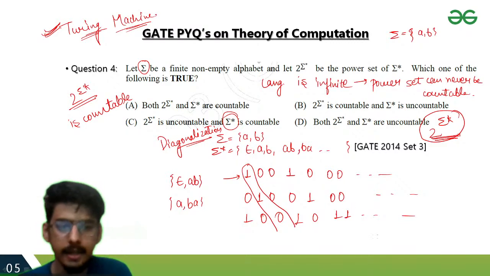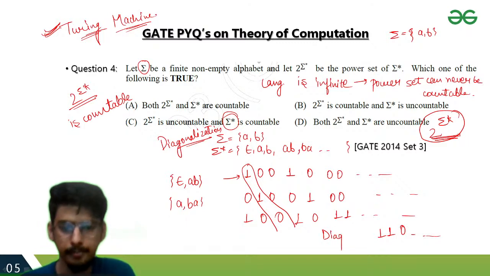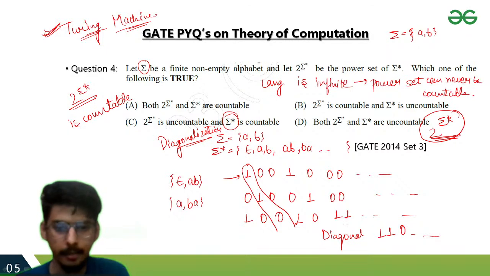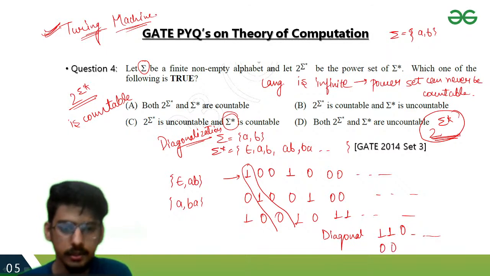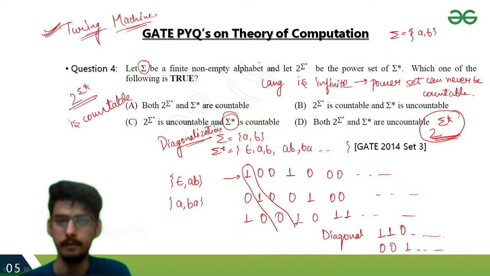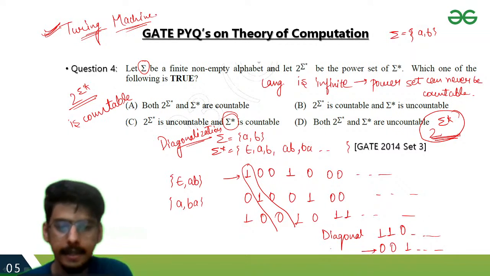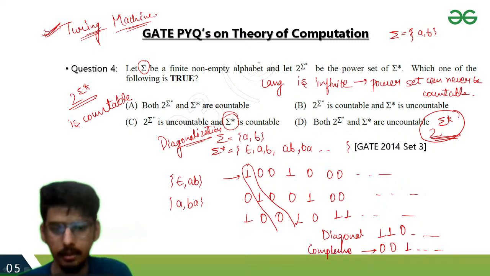So what is the element? I will have 1, 1, 0, and something, and so on. Okay, this is the diagonal element which I got. Now if I complement every element of this diagonal element, I will put 0, 0, 1, and so on. I can prove that this complemented diagonal is not present in this table.